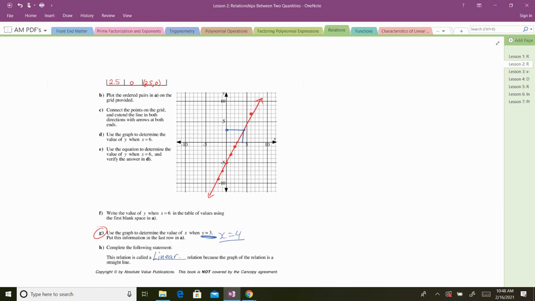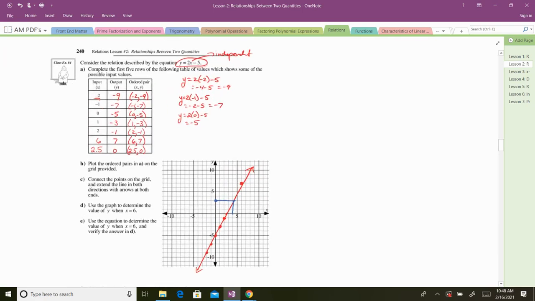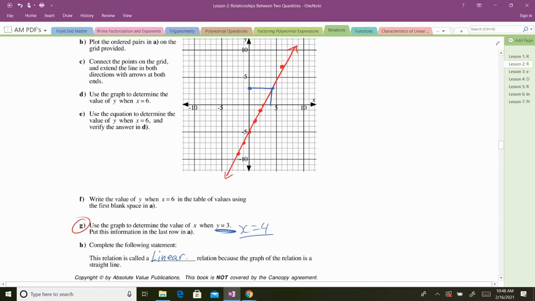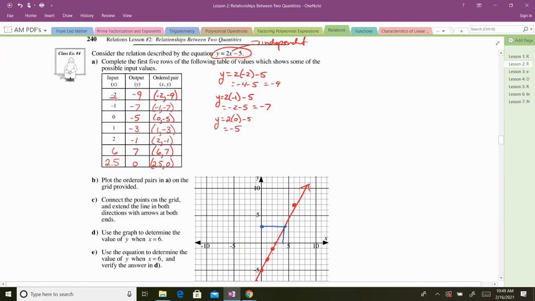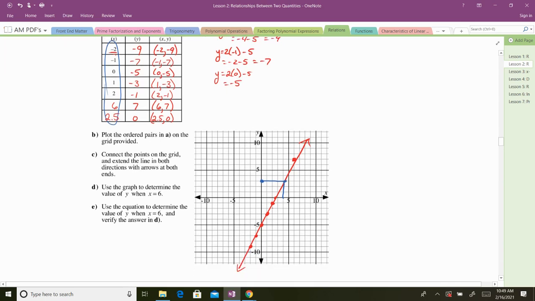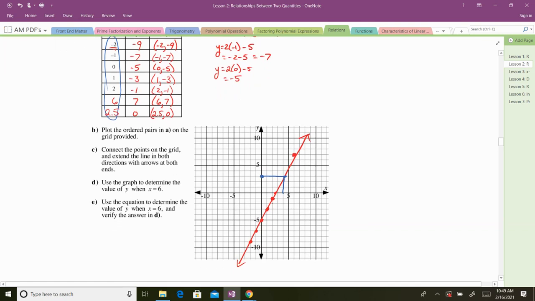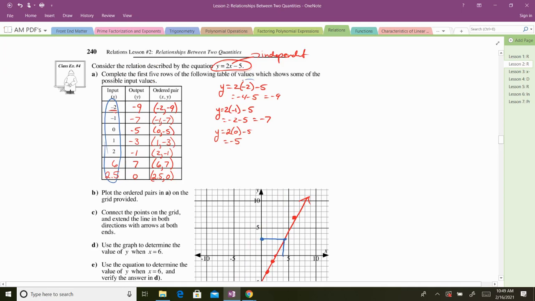Okay. So if you have an equation and they ask you to complete a table, you put your x value into the equation. Whatever it spits out is your y value. Make a table, plot the points, connect them with the line. Okay? Whatever you sub in, please bracket it.